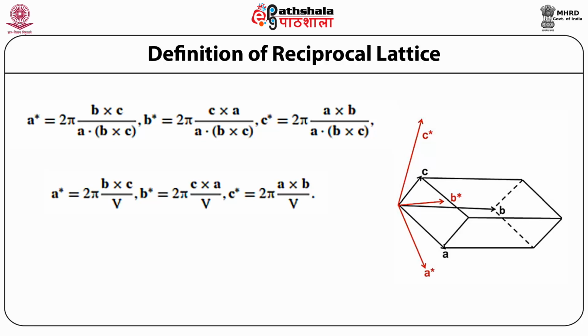So what would be the direction of this reciprocal lattice vector? You can see a star has the direction of b cross c, because a dot b cross c is a volume, a scalar quantity. So b cross c means it will have direction perpendicular to both b and c. So that will be the direction of reciprocal lattice vector a star. Similarly for b star and c star shown here. So it also depends on which angles they have. Let us say, for example, if all angles are 90 degrees, then a star and a will have the same direction. Similarly, b star and b will have the same direction. c and c star will have the same direction, like this.